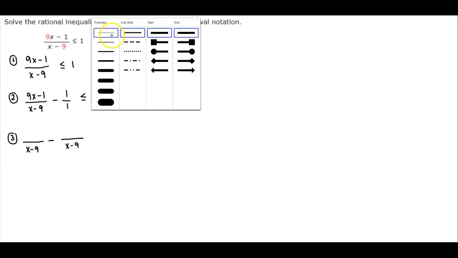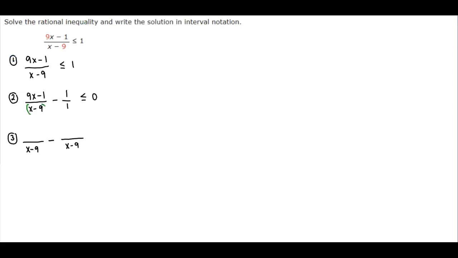And so now, what would we have to multiply by x minus 9 to get x minus 9? Well, that's 1. And what do we need to multiply 9x minus 1 by? It's also 1. So we get 9x minus 1 in the numerator here, and then 1 times what's going to give us x minus 9, which is x minus 9. And then we have to do the same thing in the numerator, so this is 1 times x minus 9, which is x minus 9.